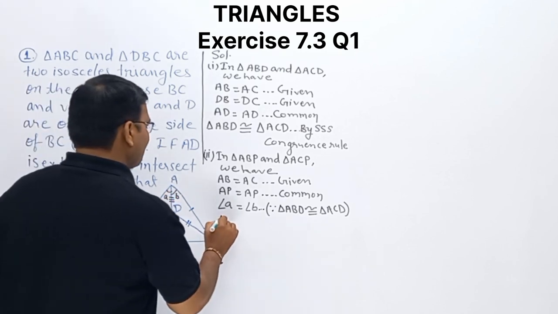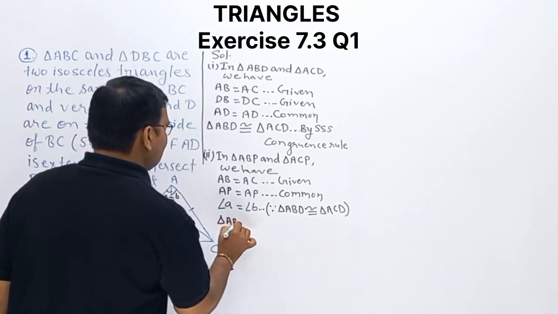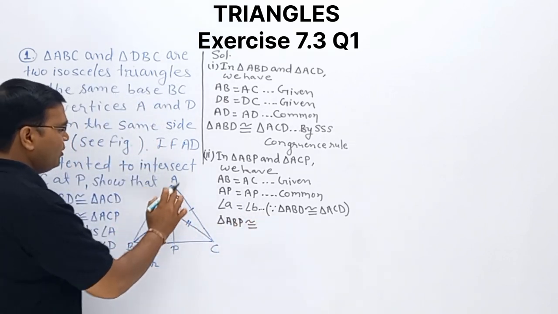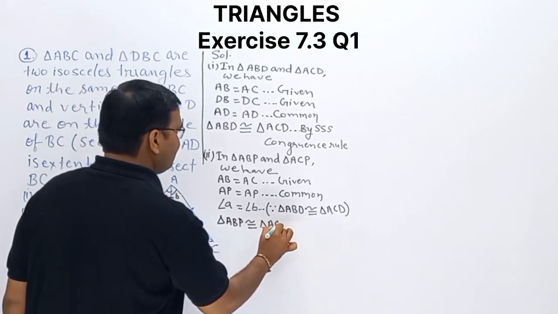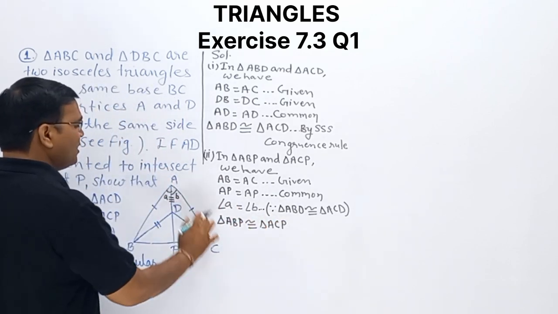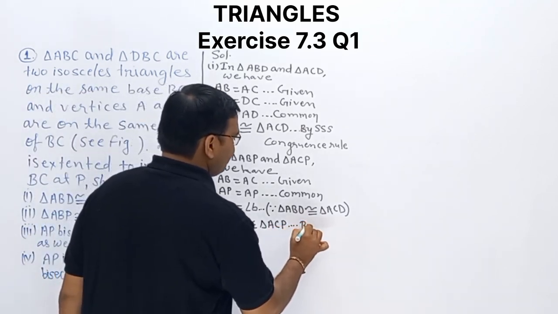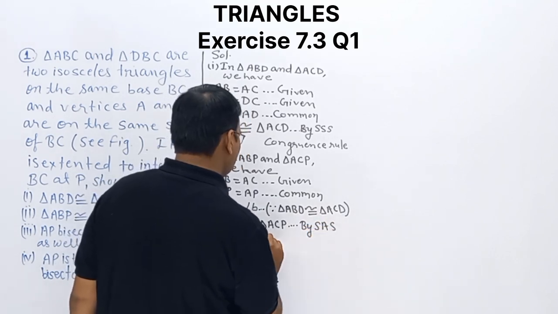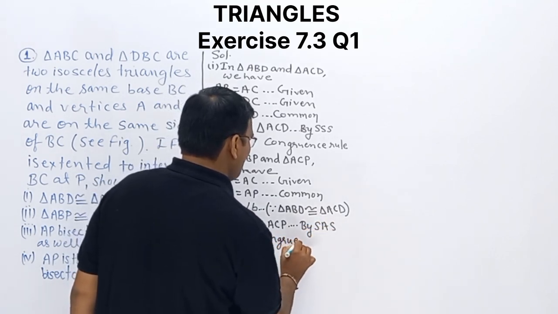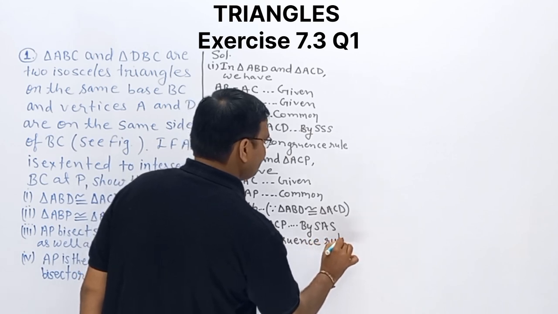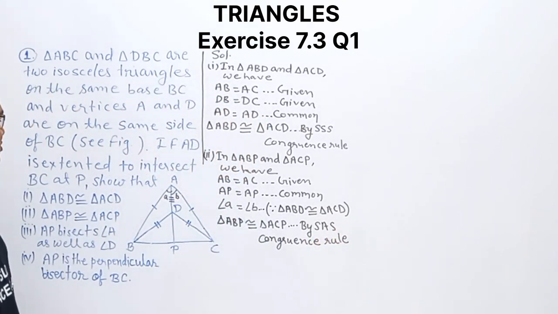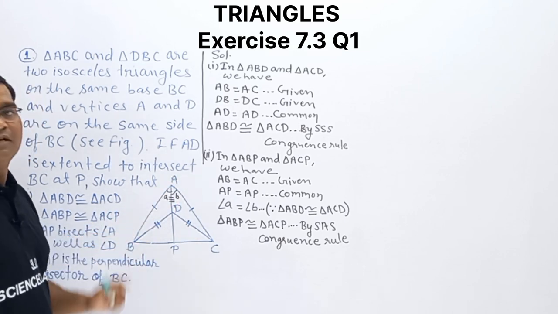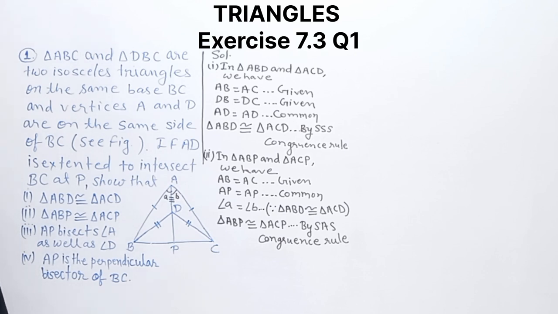So we can say triangle ABP is congruent to triangle ACP by side angle side congruence rule. By side angle side congruence rule, what can we say? These two triangles, triangle ABP and triangle ACP, are congruent. Clear? Now next question.